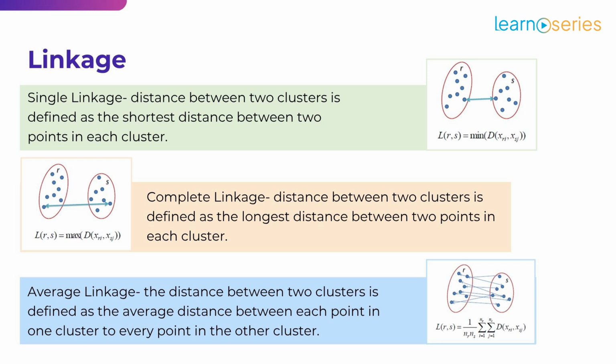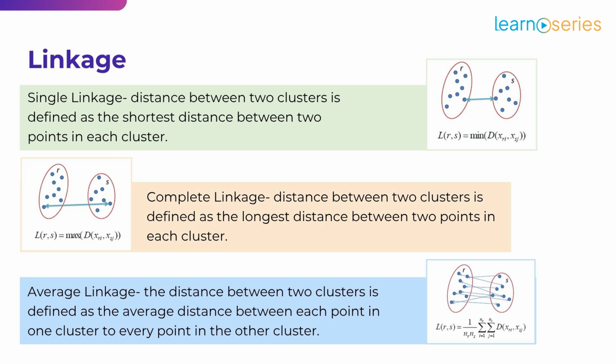Average linkage: each point will be computed a distance to the other points and the average will be taken. The distance between two clusters is defined as the average distance between each point in one cluster to every point in the other cluster. If you see the three images, the first one is the shortest. The distance between points, wherever is the least, you take that distance and plot the hierarchy.